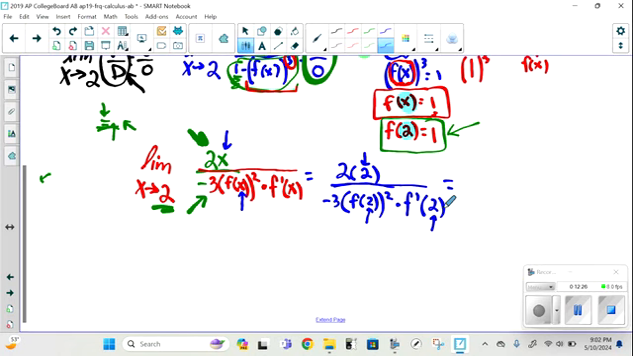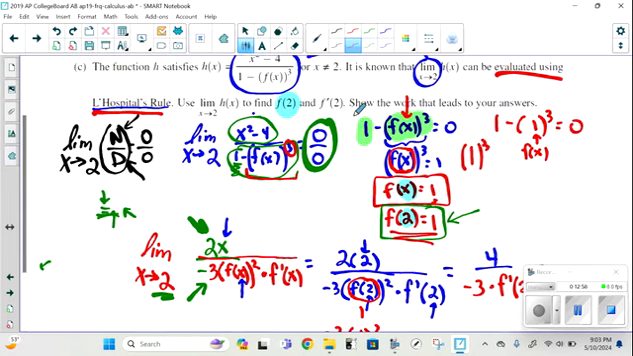All right, well, let's simplify it even more. The top is 4. Okay, the bottom. I know f of 2 equals 1. Didn't we just solve that? So this f of 2 is going to be 1. Negative 3 times 1 squared is negative 3 times f prime of 2. The problem is I don't know what f prime of 2 is. That's the second thing I need to solve. Okay, we need to solve f of 2, which we did, and we also need to solve f prime of 2.